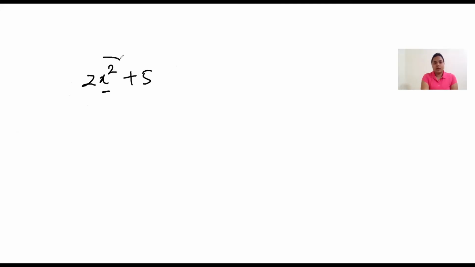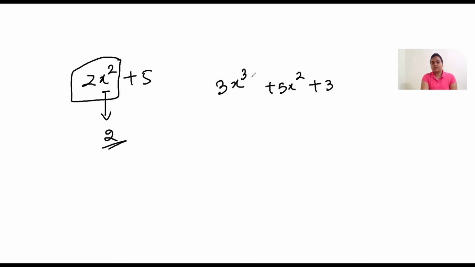See this one, the term which is containing this variable. So in this, the degree of x is 2. Degree means the highest power. If I write 3x cube plus 5x squared plus 3, so these are the terms. 3x cube is a term, 5x square is a term, and 3 is a term. Terms are always separated by using plus sign or minus sign. If it is separated by multiply or divide, we don't consider it as different terms.